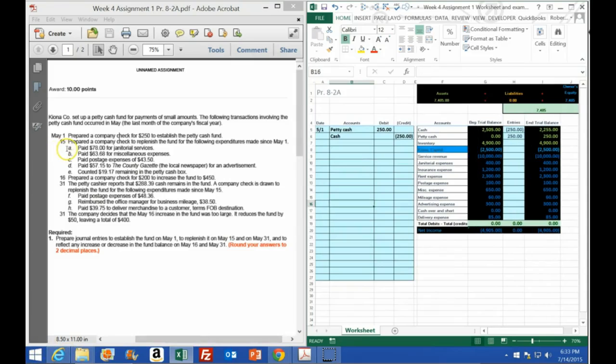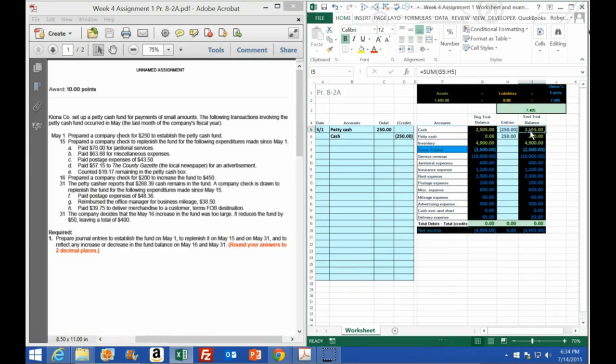Next transaction says, May 15th, prepare a company check to replenish the fund for the following expenditures made since May 1st. So we know that we are going to replenish the petty cash. Petty cash has now been used, so it must be less than 250. We're going to take more money out of the checking account, put it into the petty cash.